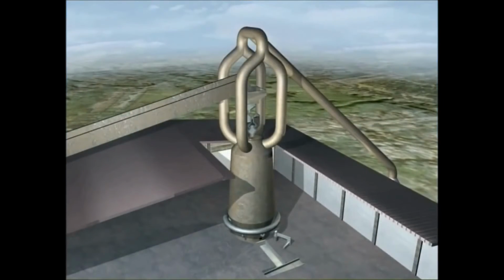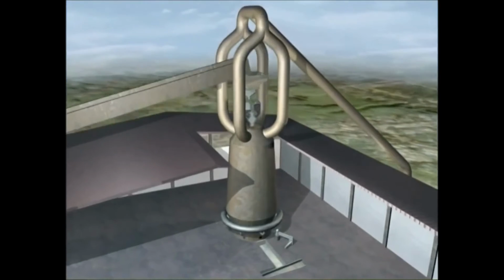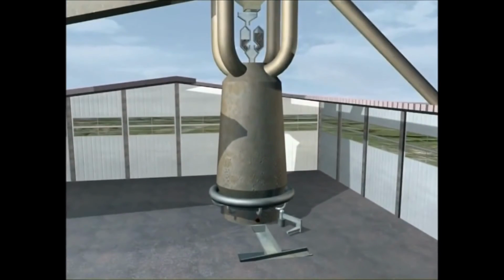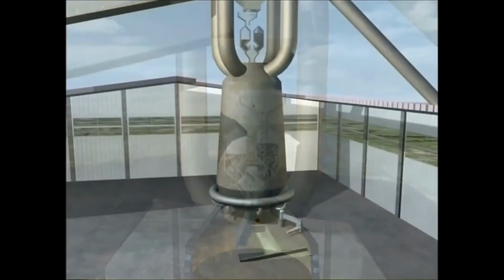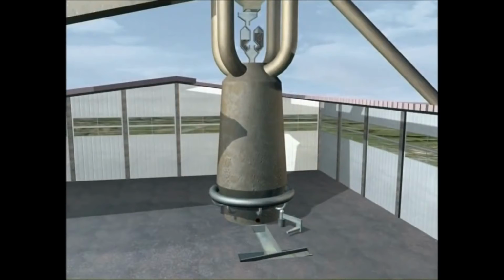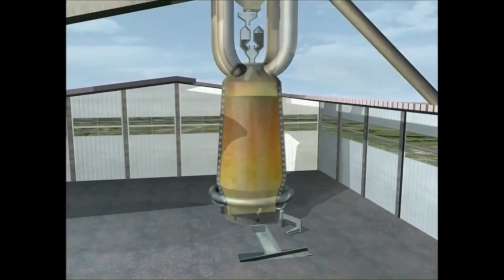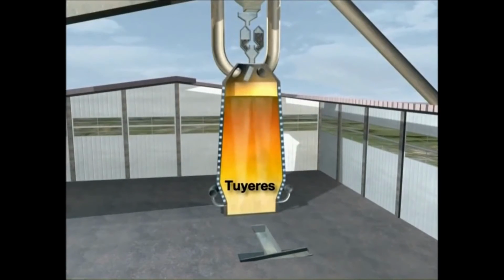These raw materials, sinter, iron ore and coke, meet each other at the blast furnace, where they are fed into the top of the furnace along with some limestone. A hot air blast, from which the furnace gets its name, is injected through nozzles called tuyeres in the base of the furnace.